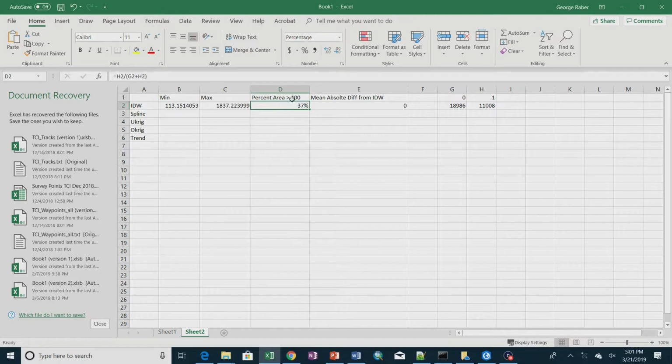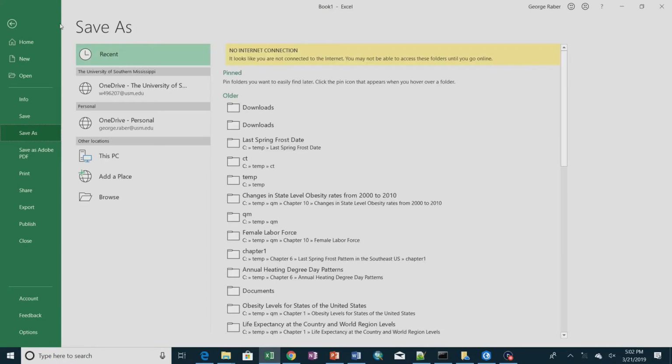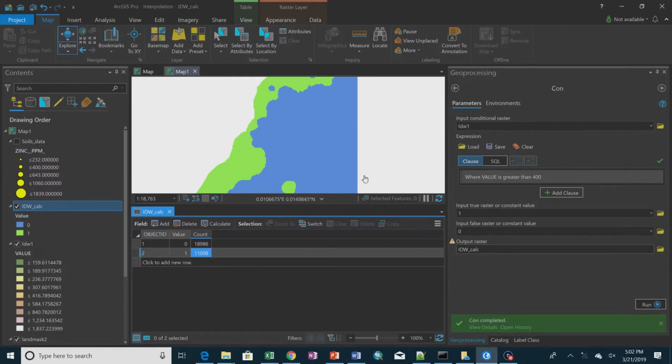The mean absolute difference from IDW, like I already said, is 0. So we still want to discuss how to do this together. So I'm going to go ahead and do my first spline, and we'll get all of these values for the spline. I'm not going to go through every single one of these because they're going to be the same workflow. But let's go back and do spline under geoprocessing.